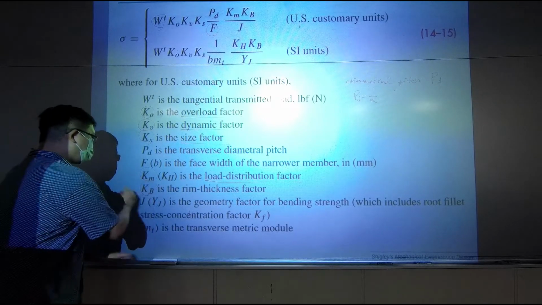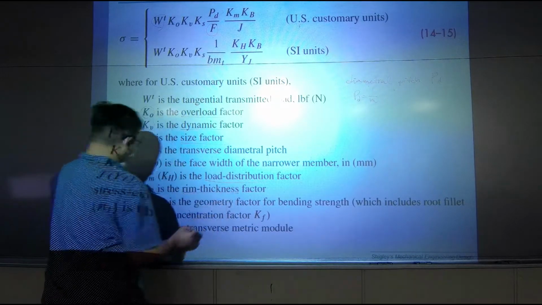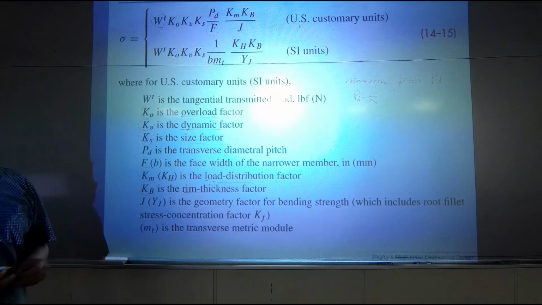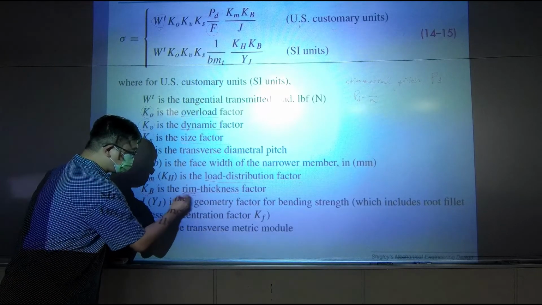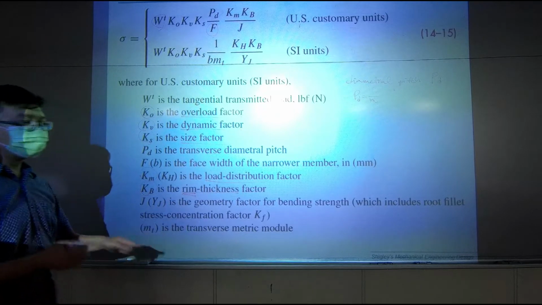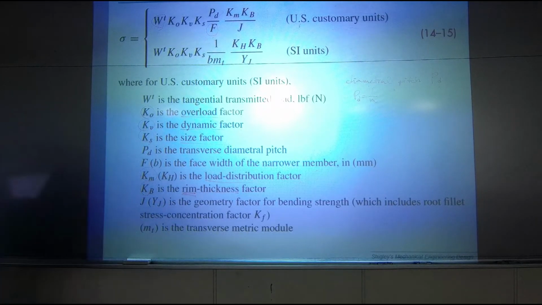KB is the rim thickness. Okay, I never told you what a rim is. So I'm going to tell you now what a rim is.